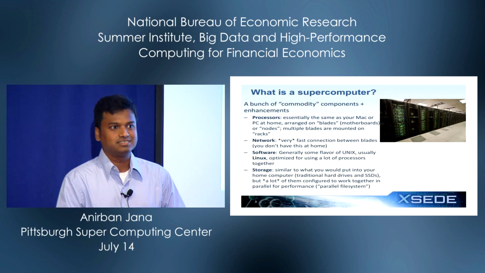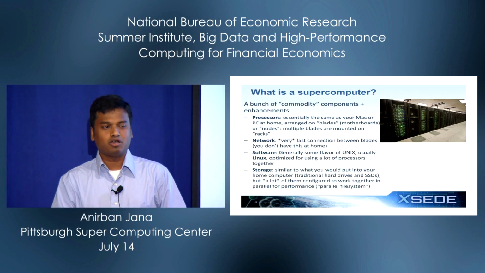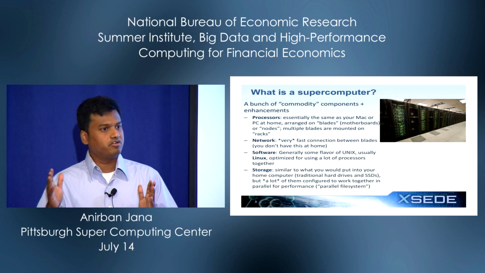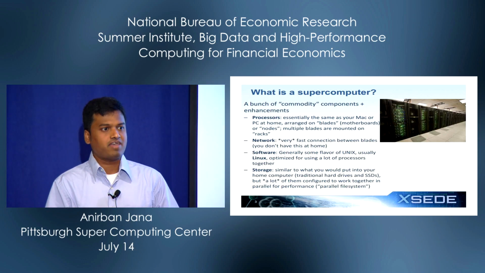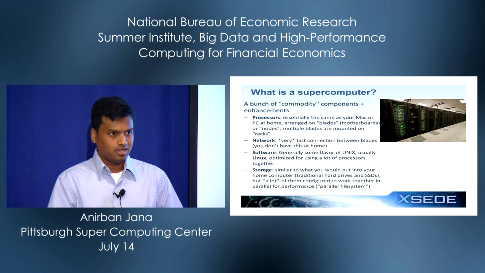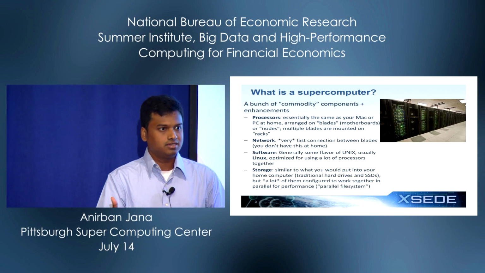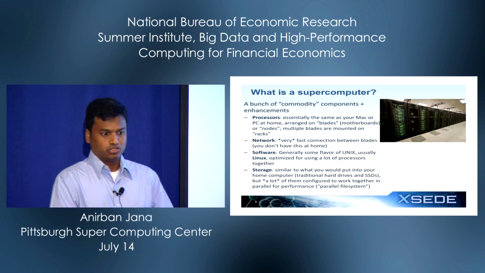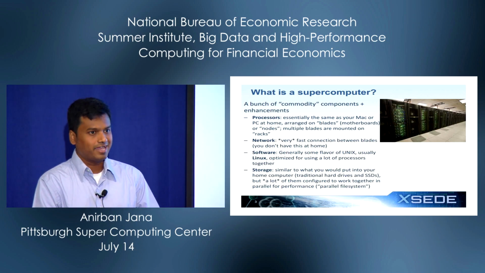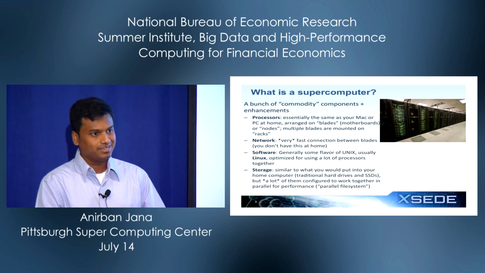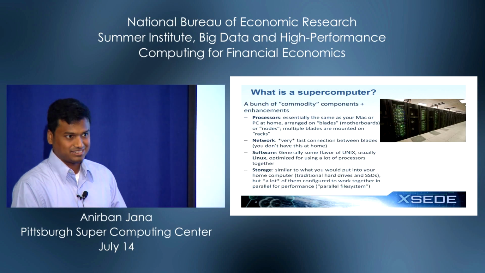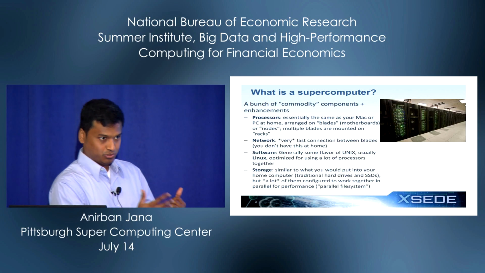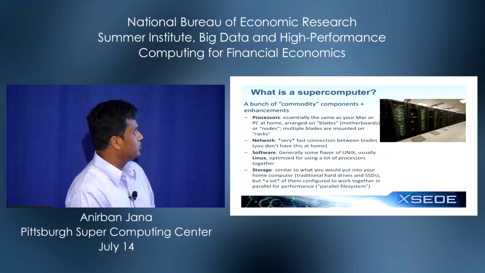What's new, what you probably wouldn't have, is that this large number of nodes is connected by a very fast interconnect for very efficient data movement between these different nodes. In your home, the kind of data connection you might have is Ethernet. This is way faster than Ethernet. So that's one of the new things that a supercomputer has that you probably don't have.